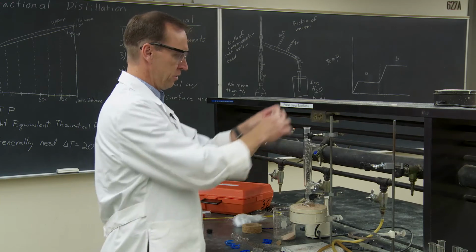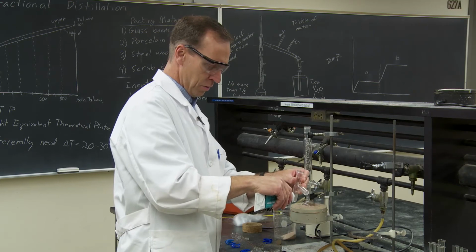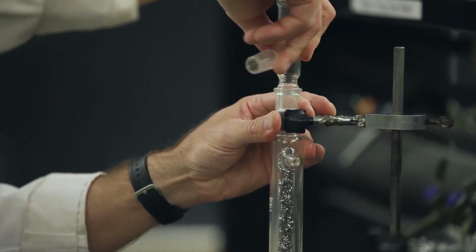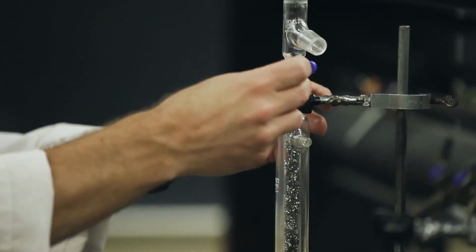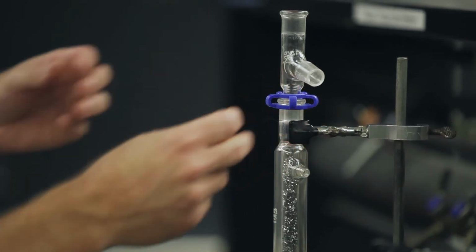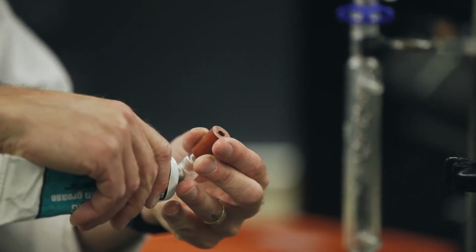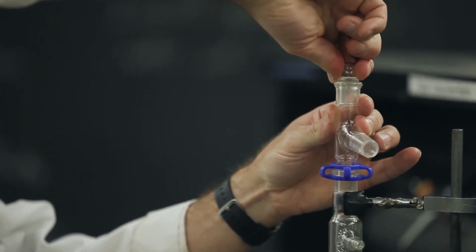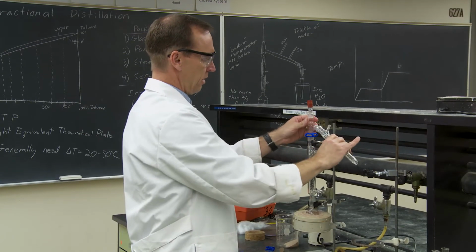Okay, and then angle joint or bent joint. Once again, we'll put a little bit of stopcock grease on each of these connections. We'll rock it back and forth, make sure I have a good connection there. We'll add a clamp at that point. Then the thermometer adapter. Condenser.